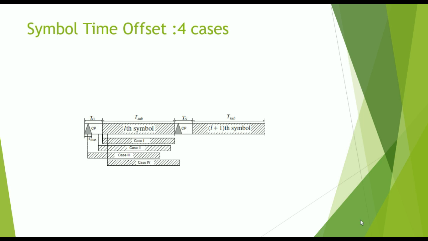Here in the next slide, we see the four different cases that are considered when making symbol time offset estimations. In case 1, the symbol time offset is exactly right, at the start point of the symbol. Case 2 is when it is a little earlier than the start point of the symbol. Case 3 is when it is way too ahead and is interfering with the previous symbol, and case 4 is when the time offset is assumed to be much after the symbol has begun.